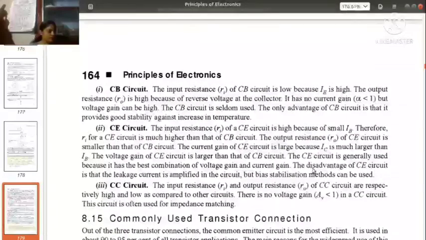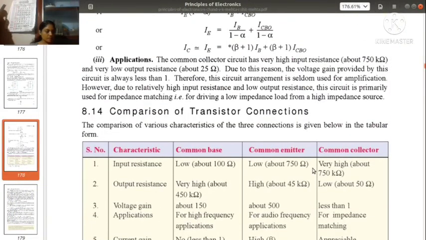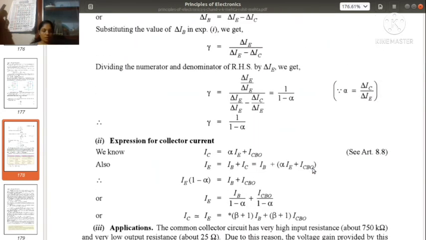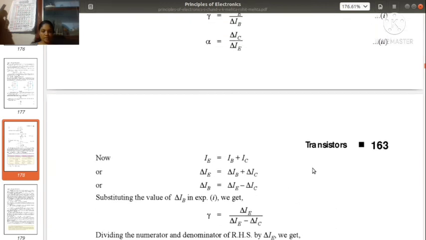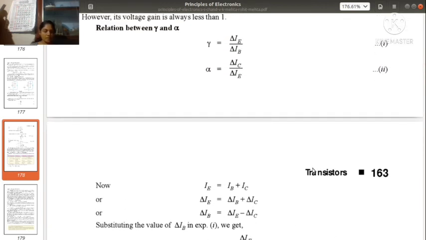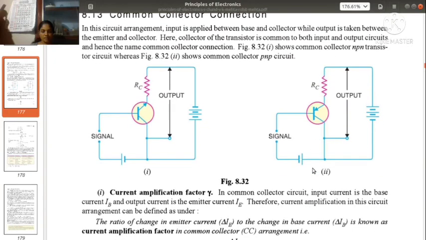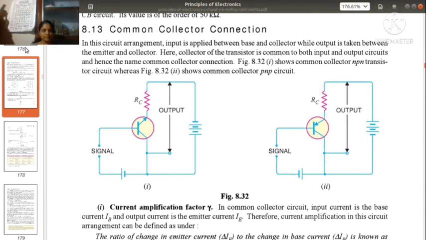So what we have seen today are the different transistor configurations: common emitter, common base and common collector. We have seen the common emitter configuration in detail, in which we discussed the current amplification factor and the relation between the amplification factors alpha and beta, etc. So this is about the different types of configurations used for transistor circuits. Okay, thank you.